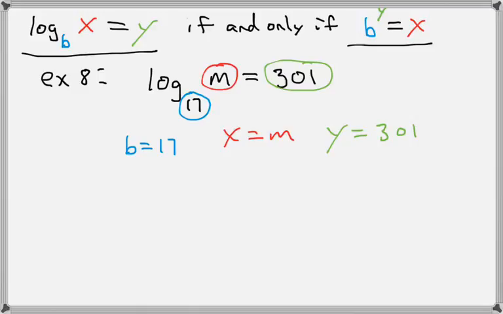We have our three colored pieces. We can reconfigure into exponential form. It's the b, in this case 17, raised to the y, 301, is equal to the x, which is m. Forgot my equal sign. Equal to the x, which is m. So we have successfully converted this from logarithmic form to its exponential form.